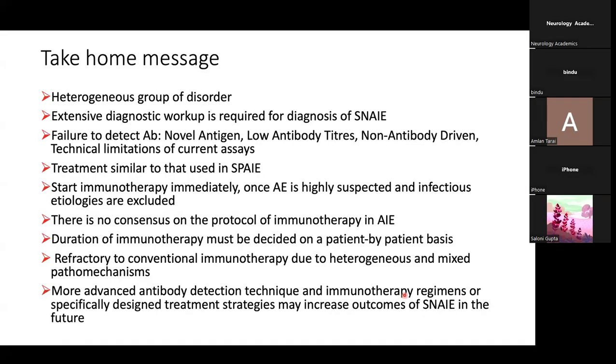Now come to the important points of today's discussion. It is a heterogeneous group of disorders. Extensive diagnostic workup is required for diagnosis of seronegative autoimmune encephalitis. Failure to detect antibody may be due to a novel antibody, a non-antibody-driven mechanism, or technical limitation of the current assay. Treatment is similar to that used in seropositive autoimmune encephalitis, and most important, start immunotherapy immediately.